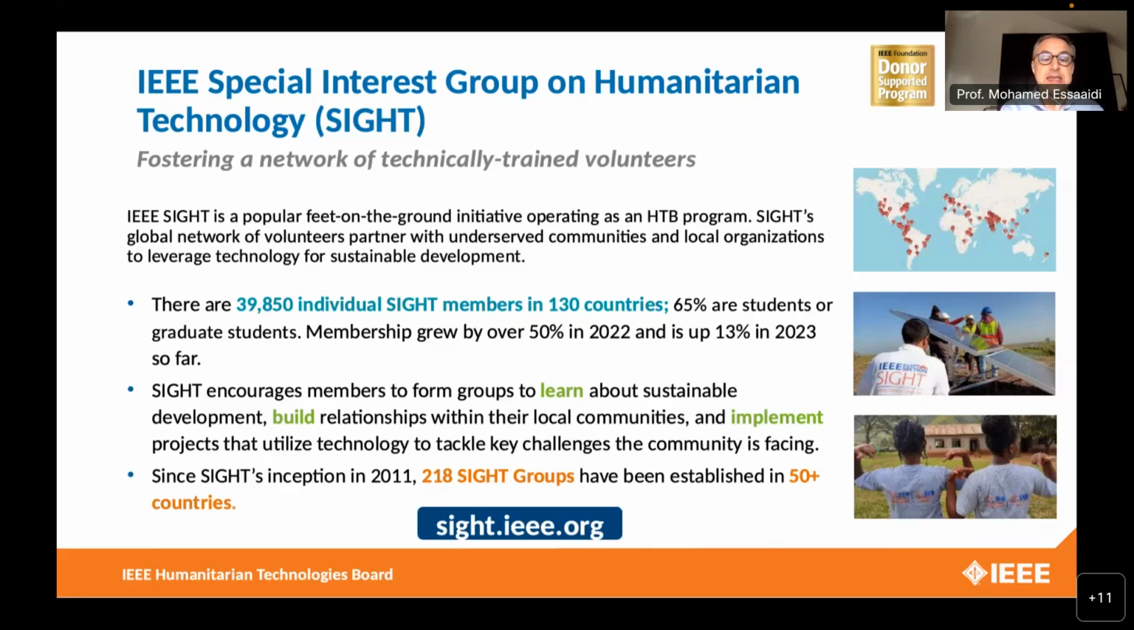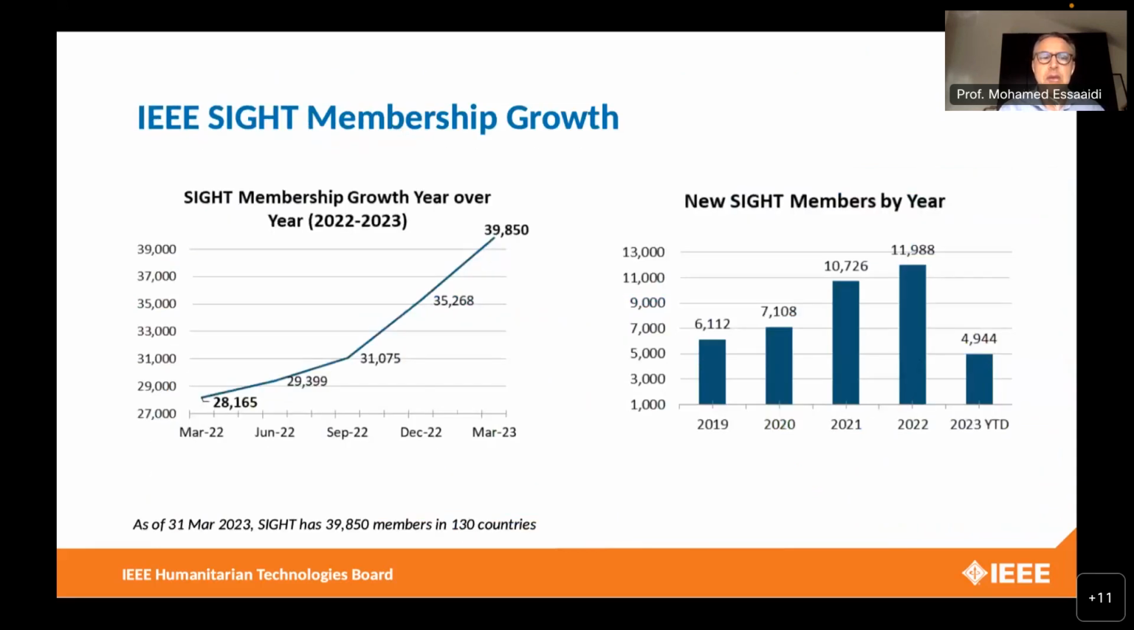Since SIGHT's inception in 2011, more than 12 years so far, we have 218 SIGHT groups which have been established in over 50 countries. You can see here some statistics and also some trends regarding the SIGHT membership growth year over year during the last year or so.